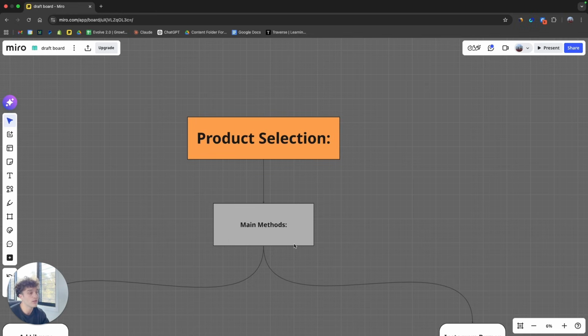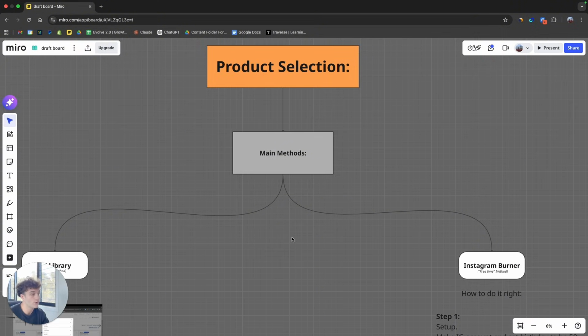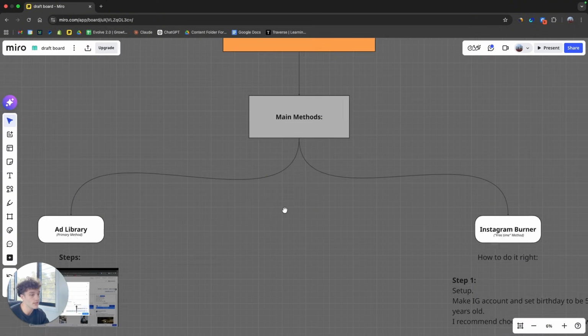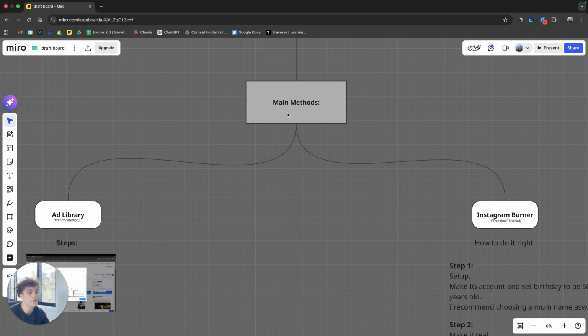Now, everyone asks me, how do I find products? What are the best methods? Again, I'm just going to give you my exact methods that I'm running at the moment and the most effective ones I've seen. I have 2 methods. The first one is ads library. This is my hands-on method when I'm sitting at my desk and I'm going to do 2 hours of product research. That is what I'm using.